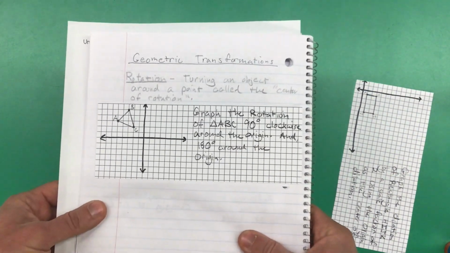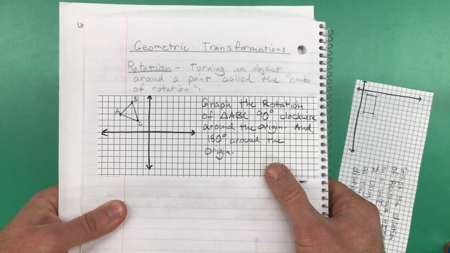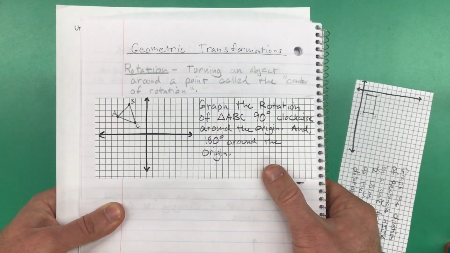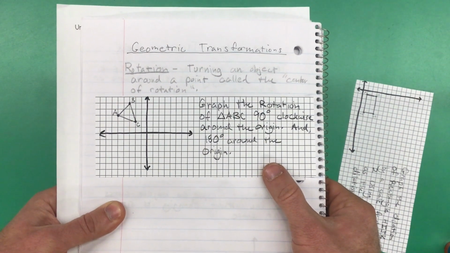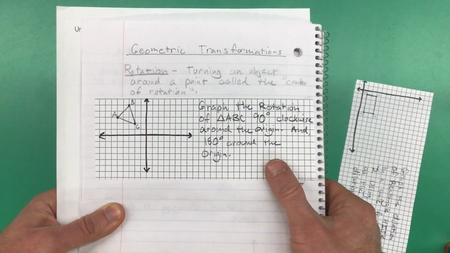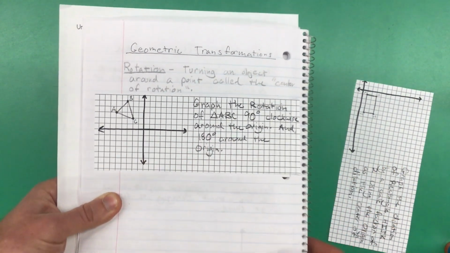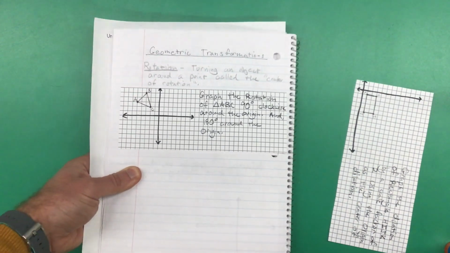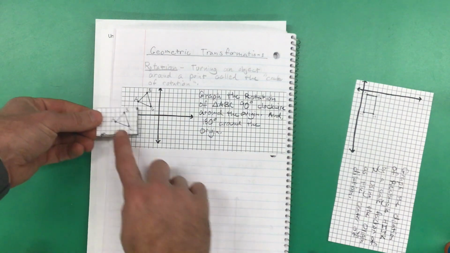So this task asks us to graph the rotation of triangle ABC 90 degrees clockwise around the origin and 180 degrees around the origin. And so the origin is our center of rotation here. And remember, that's this point here, 0, 0, right in the middle. And to demonstrate what this looks like here, I've cut out a little image. And so this is just a copy of this.